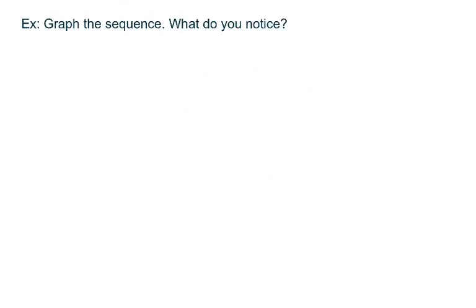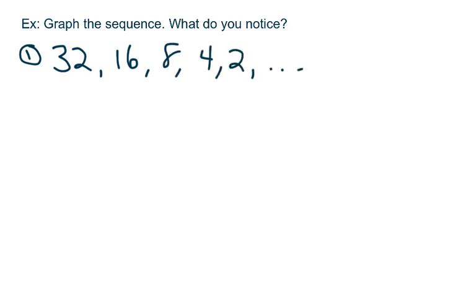All right, let's try graphing one. Let's see what it looks like. What does this shape look like? Graph the sequence. What do you notice? We're actually just going to do one example with this problem. What we're really going to notice, this part, what do you notice, that answer is going to be the same for every problem. So the graphing hopefully doesn't confuse you too much, because every problem works pretty much the same way. All right, so your sequence: 32, 16, 8, 4, 2, and so on.